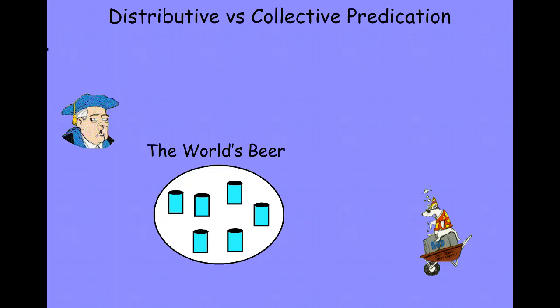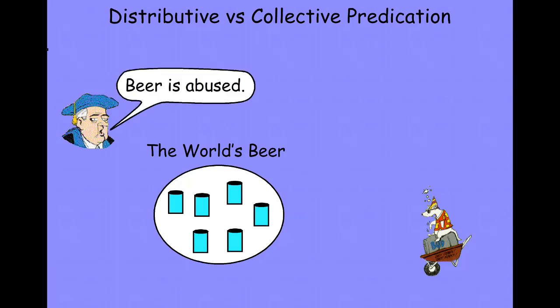One way to illustrate this is to think about the different attitudes between spring breakers and college administrators about beer. College administrators think, "Beer is abused, especially during spring break." Well, they're not talking about each and every individual beer. They're talking about beer as a stuff. So they're making a collective predication. They're talking about the class, and the class as a class of things tends to be abused. So a collective predication describes something about the whole.